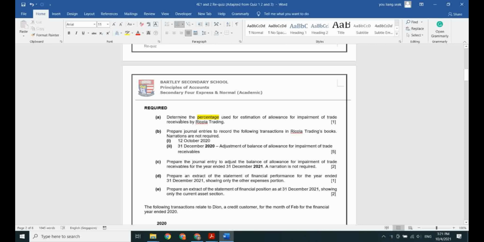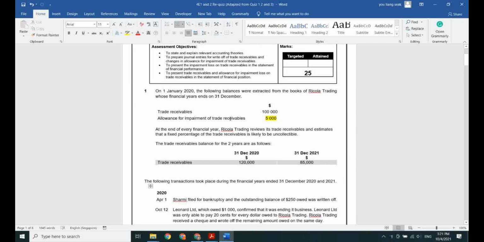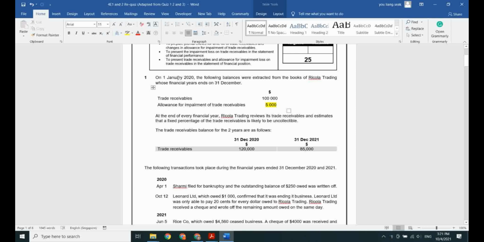Over here the question is asking you to determine the percentage used by the accountant to estimate the allowance for impairment of trade receivables. And over here we know that we are required to find this percentage. So if you look at the question, on the 1st January 2020, they actually give you the trade receivables balance and also the allowance amount.